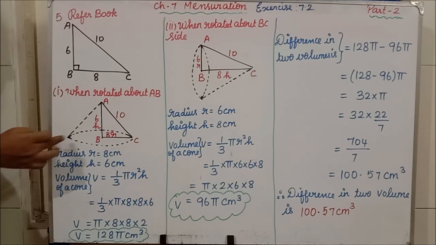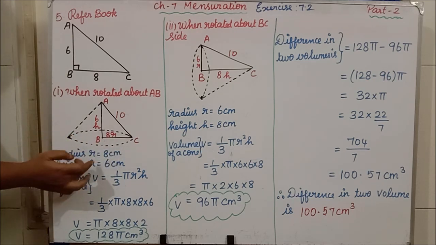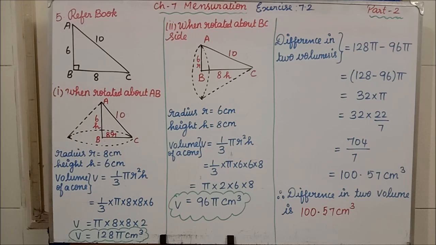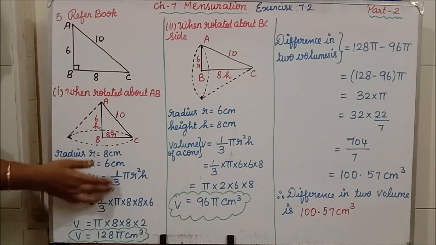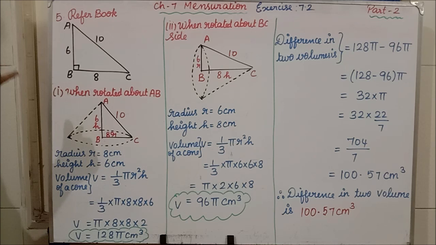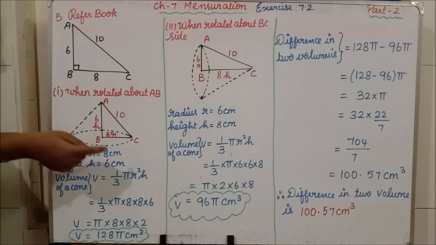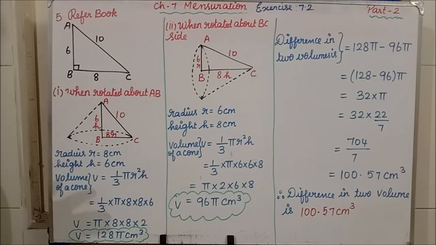Yes. Now radius r is equal to 8 centimeter, height h is equal to 6 centimeter. Volume of the cone is equal to, what is the formula for the volume of a cone? 1 by 3 pi r square h. We know the radius as well as the height value. Students, here itself I am not going to substitute the pi value. I am going to keep pi as it is till the last step. Only finally I am going to substitute the value 22 by 7.